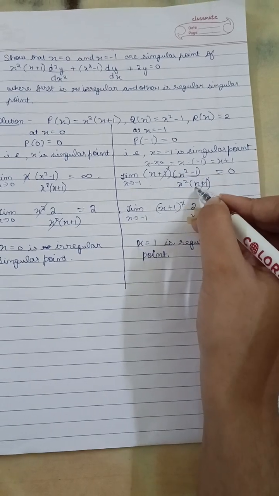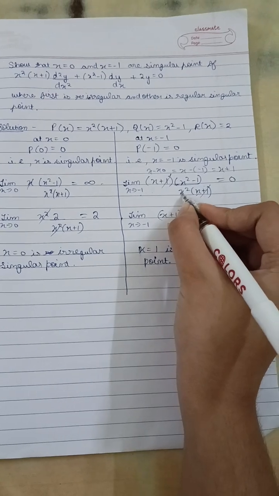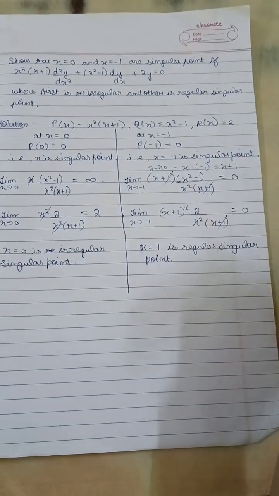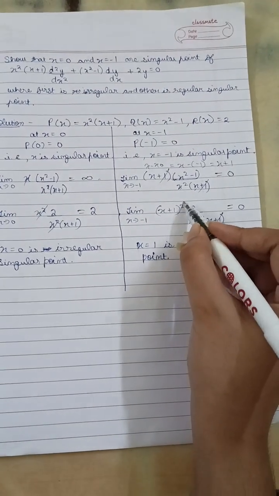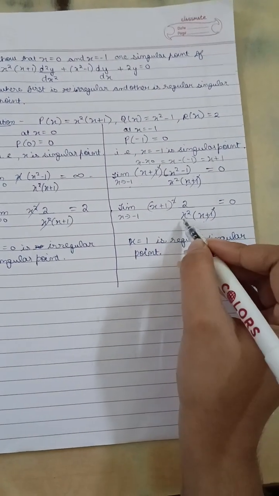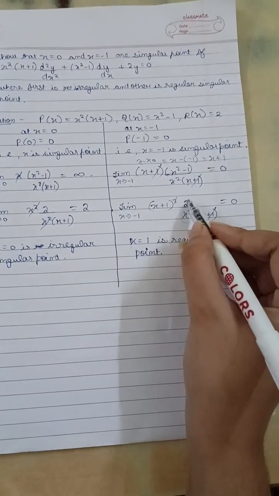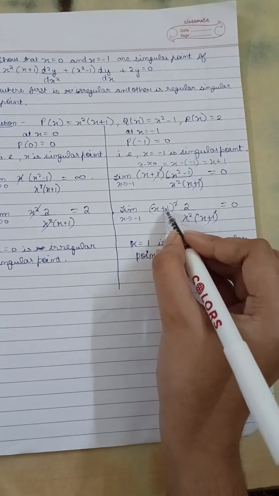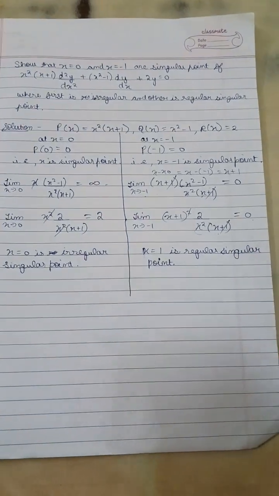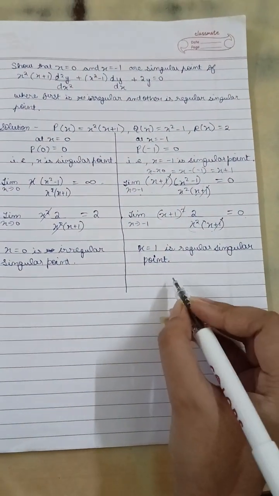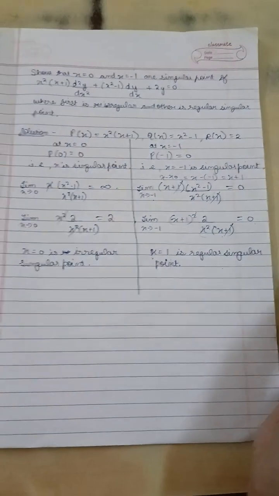This and this will be cancelled out. On putting x tending to minus 1 over here, this will be 1 and this will be 0. So 0 is a finite value. Then checking the other condition, here also this and this will be cancelled out. Here we'll put x tends to minus 1. So this will be 1 and this is 2 and this is 0. So this whole value will turn to 0, which is also a finite value. So the answer that we are getting is x equals minus 1 is a regular singular point.